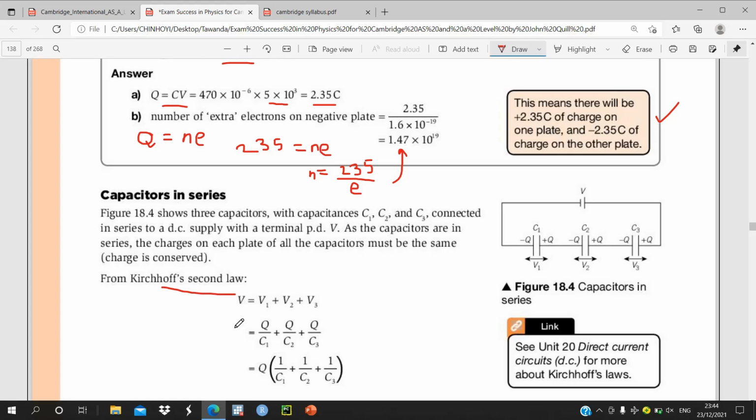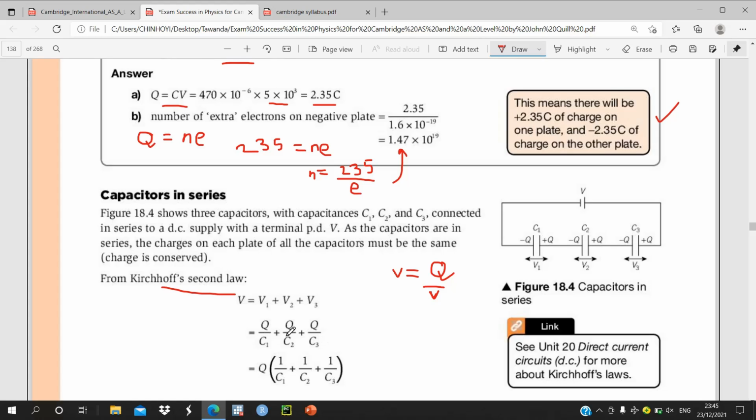From our definition, we know that V is equal to charge over capacitance. That's why we are now expressing V1 in terms of this formula. It will be like Q1, the charge over C1, plus charge over C2, plus charge over C3.